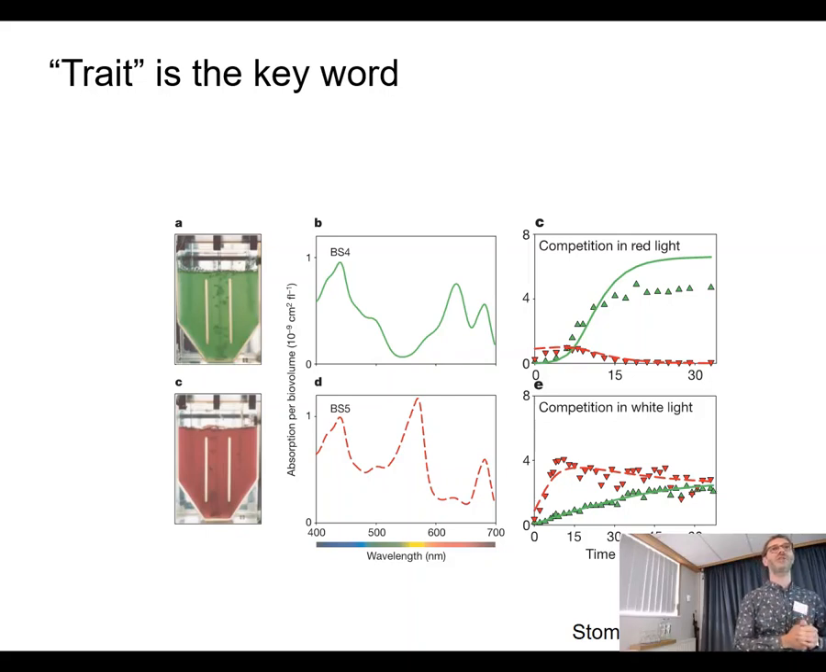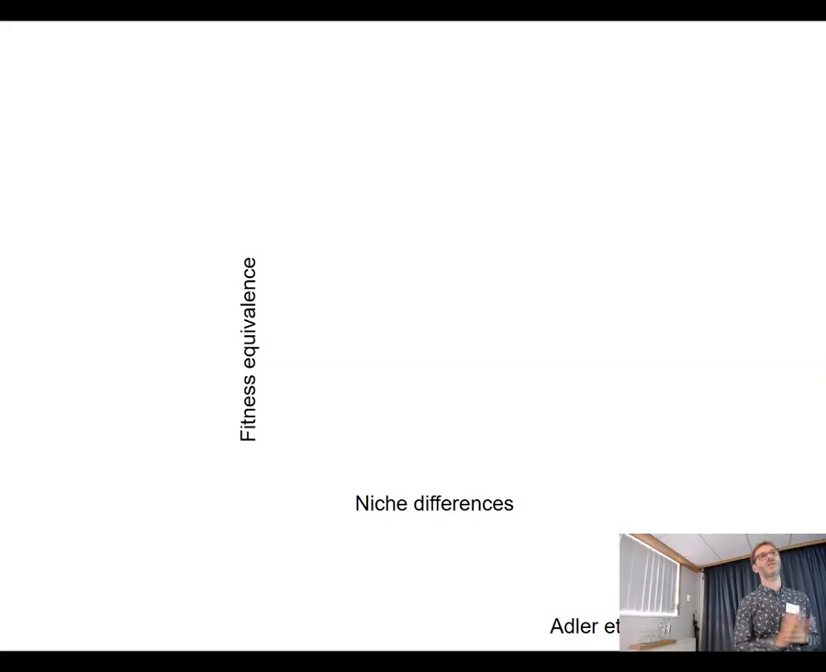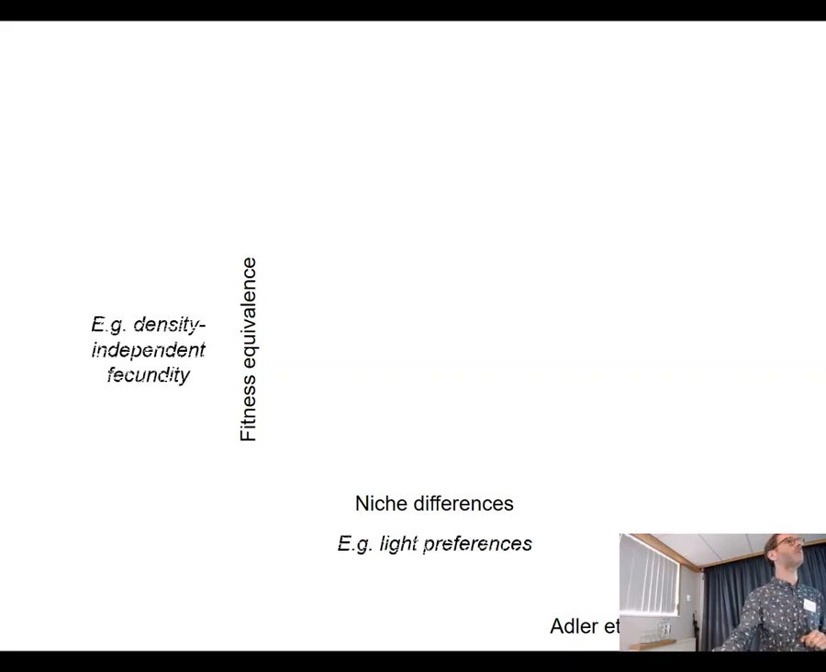However, niche differentiation is only part of the answer to the question why there are so many species on Earth. In fact, there's a second factor that's very often forgotten, and this is what we call fitness equivalence. I will explain what I mean by this. Niche differences I already explained. Example could be light preferences. Fitness equivalence could be the degree to which, for example, fecundity is the same among species. And so these two factors determine if a species could coexist or not.